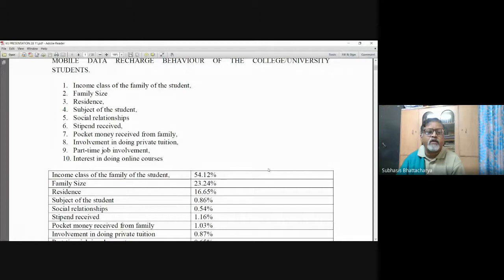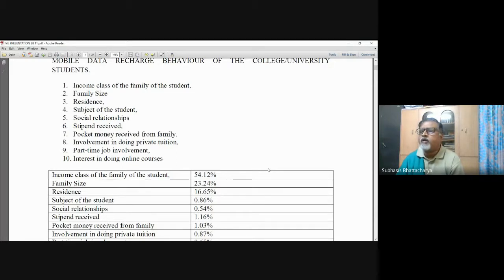For example, today we are maintaining WhatsApp, that is, relationships between friends or any circle. Sixth one is stipend received by the students, that is a scholarship, which is also influencing the data recharge behavior. And the other is pocket money received from the family. Surely it is an important factor.